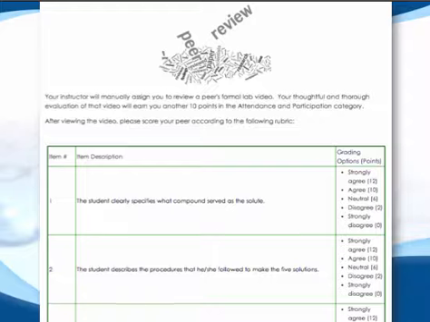The other change I will make is to require the peer review before the final submission to me so that students can improve from peer feedback before they are graded.